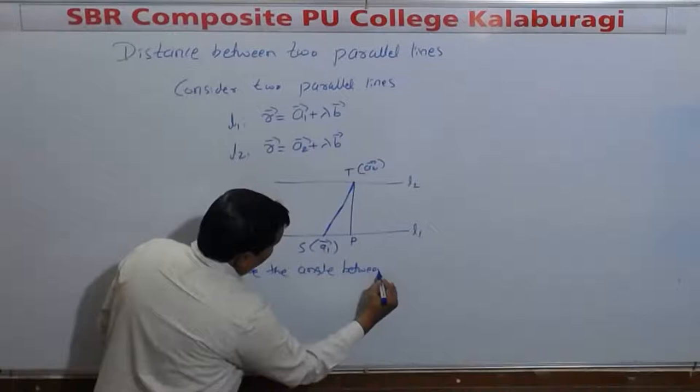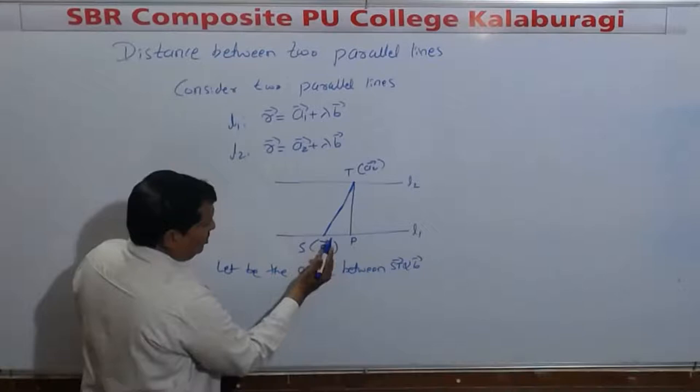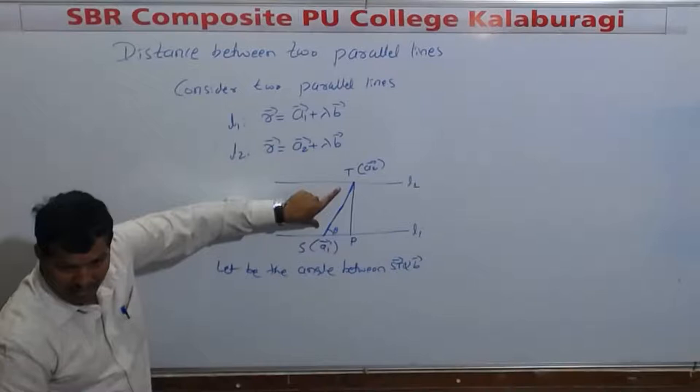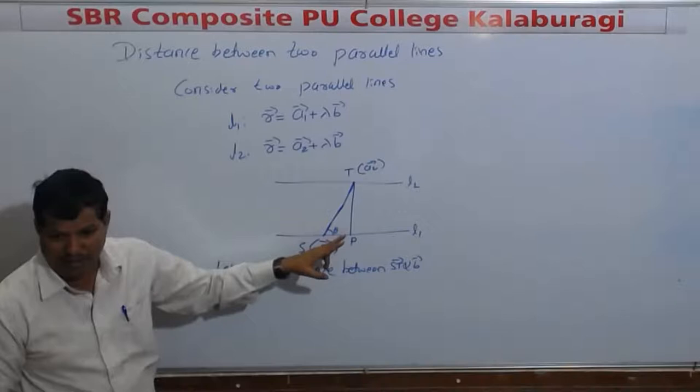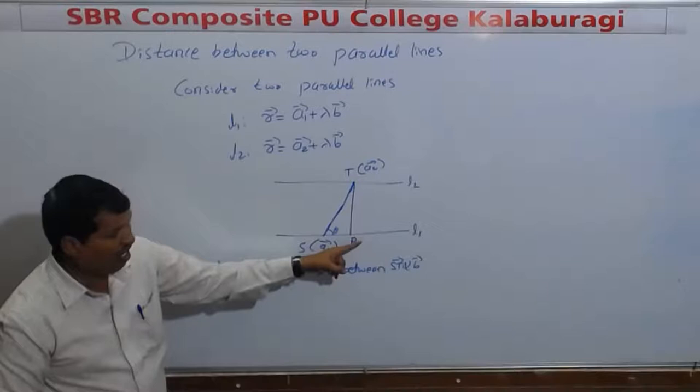Suppose this ST is one vector, so this is where the angle is, and L1 is parallel to vector B. If you take the vector form, both should be vectors only. Here ST is one vector and B is the other vector. We can't take L1. See, let theta be the angle between ST and B.